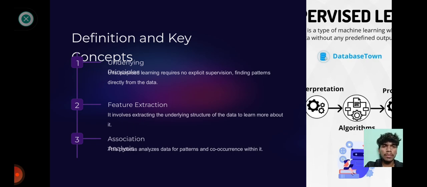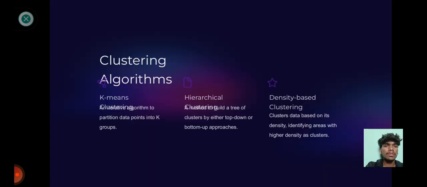Definitions and key concepts. Unsupervised learning requires no explicit supervision, finding patterns directly from the data. Feature extraction: it involves extracting the underlying structure of the data to learn more about it. Association: it analyzes data for patterns and co-occurrence within it.